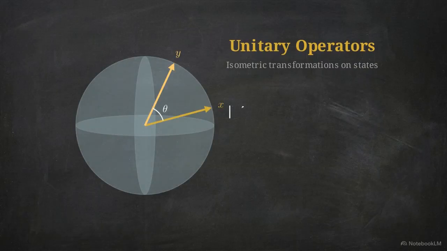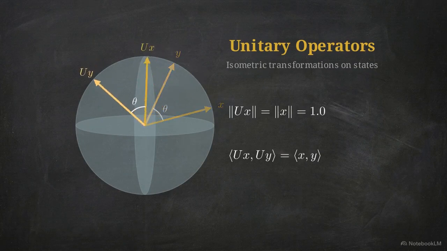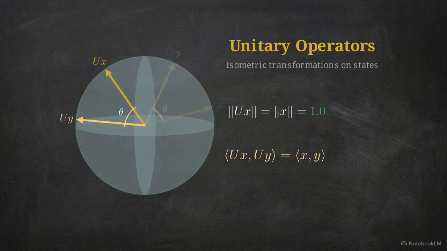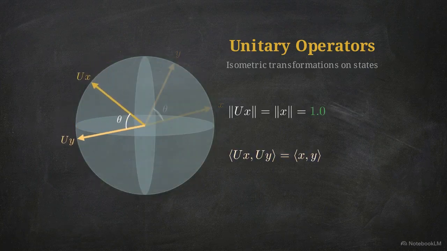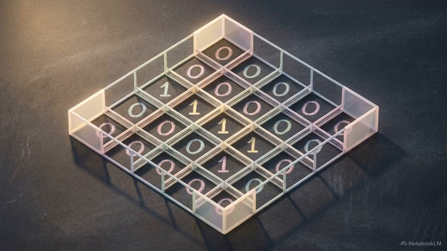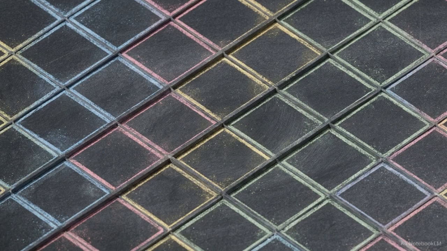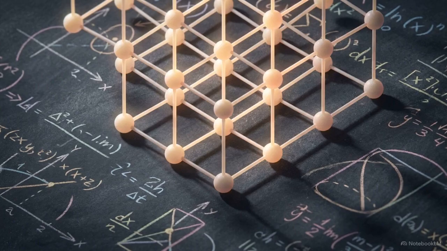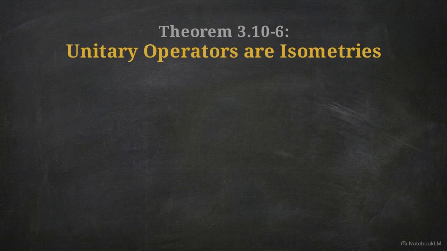Now, consider a different goal, a transformation that changes a system's state, but leaves all distances and angles completely unchanged. This requires a unitary operator, where the adjoint is exactly equal to the operator's inverse. Multiplication of the operator by its adjoint results in the identity. In finite dimensions, these are categorized as orthogonal matrices in real space and as unitary matrices in a complex space. Theorem 3.10-6 formally proves these operators are isometries.